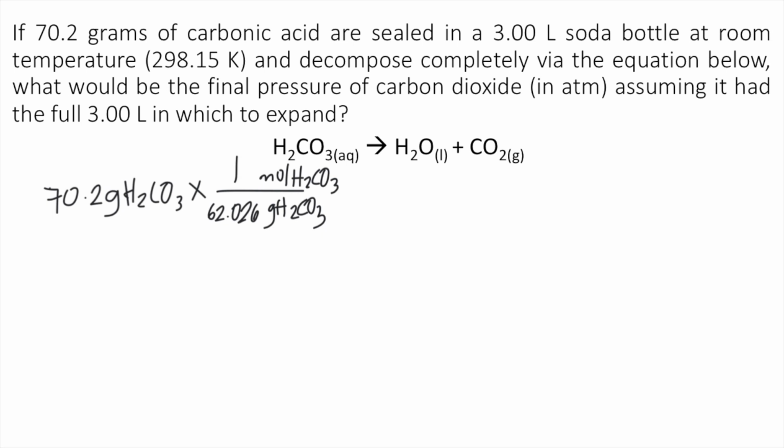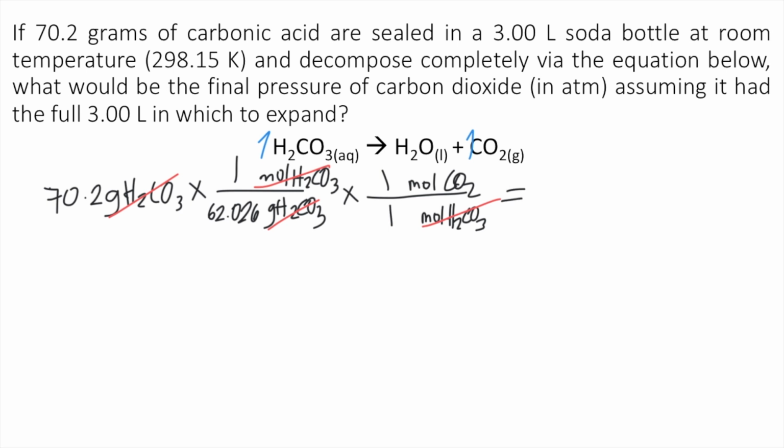Okay, so as you can see, the grams of H2CO3 will cancel out. Now you have moles of H2CO3. Then next, what you can do is to convert moles of H2CO3 into moles of CO2. So how do you do that? You simply look at the balanced chemical equation. So according to the balanced chemical equation, for every 1 mole of H2CO3, it produces 1 mole of CO2. So you put the mole ratio 1:1. Okay, so as you can see, the moles of H2CO3 cancels out. Now you have the moles of CO2.